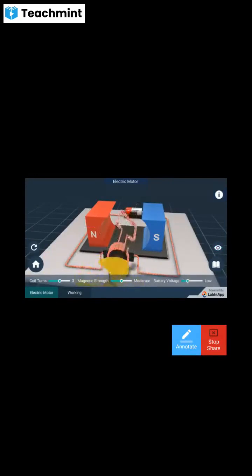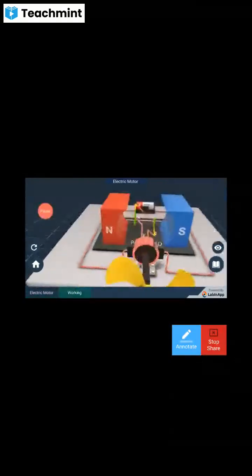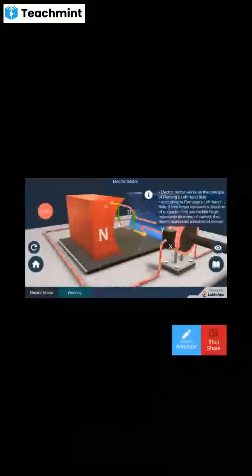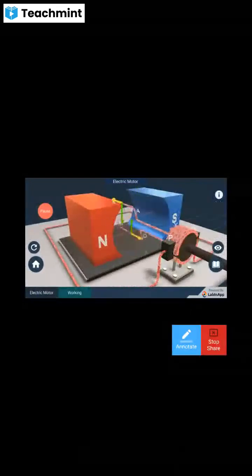Can you see the direction of current? Yes, sir. So it is passing through it.